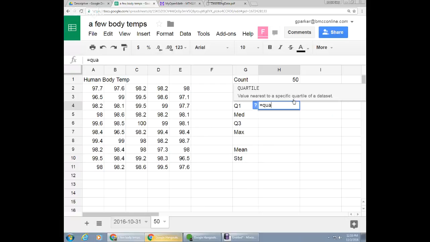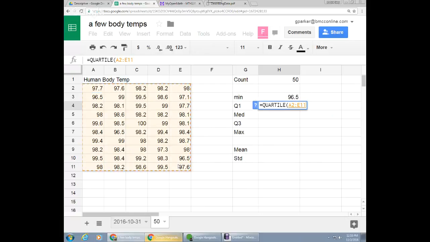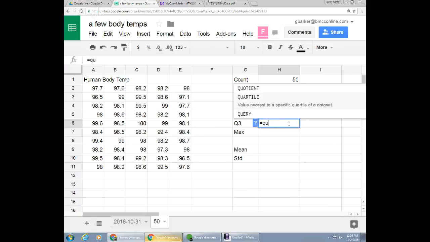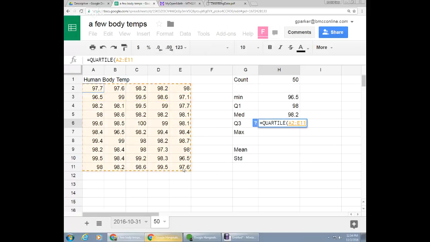Quartiles, the quartile command. A quartile command requires 2 inputs. It wants the data, and it wants to know which quarter you're looking for. So right now I'm going to say 1 for first quarter. Median is the median command. Pretty straightforward. Highlight. Q3, again, quartile, data, and then like AJ said, I want to do a 3 for the third quarter, and max is just the max command.